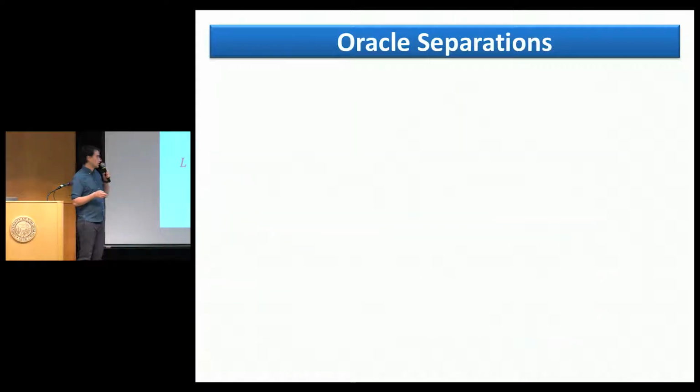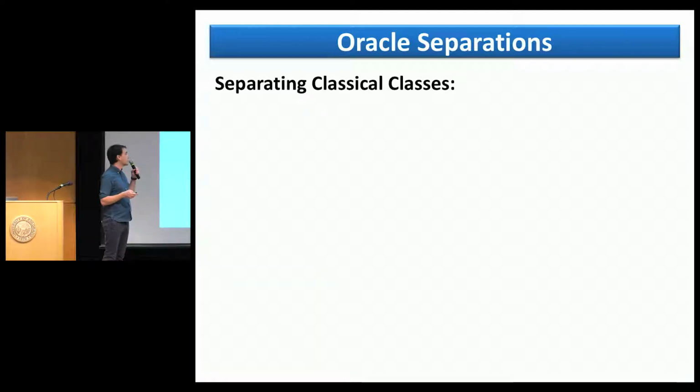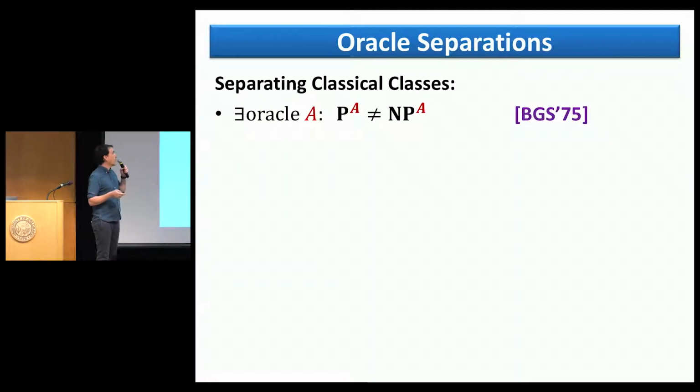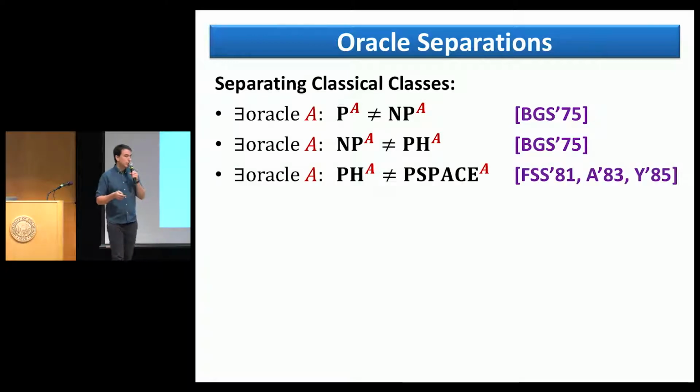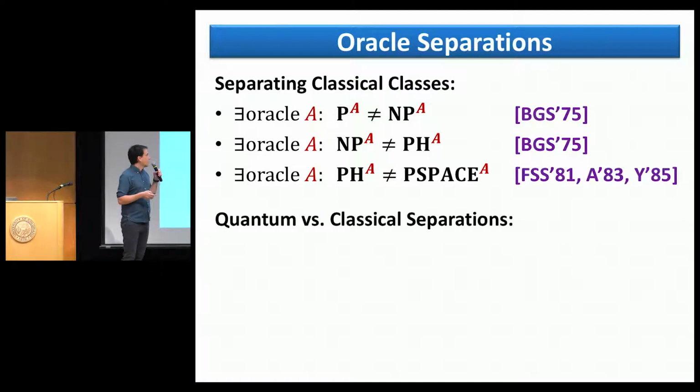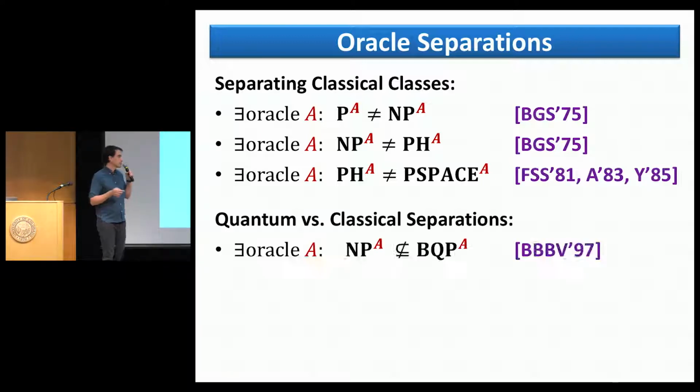Okay, so with respect to oracles, we know many separations. We know how to separate P from NP. We know how to separate NP from the polynomial hierarchy. And we know how to separate the polynomial hierarchy from PSPACE. These are all seminal and classical results. And there are also results separating between the classical world and the quantum world.